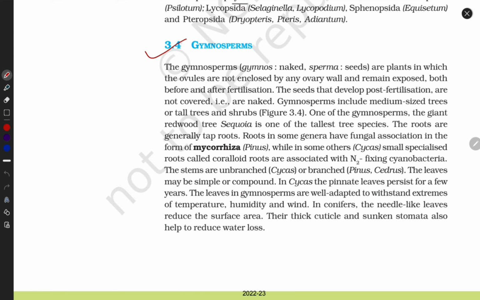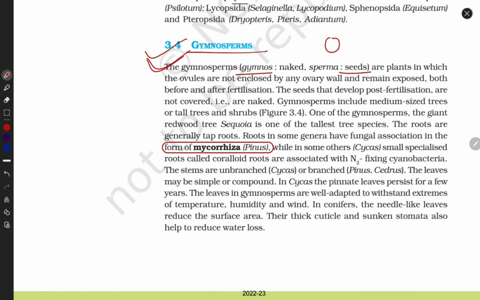Let's start with gymnosperm. What is the meaning of gymnosperm? Gymno means naked and sperma means seed. It means their seeds are not enclosed within any wall. Alright. Now the gymnosperm's roots have some special features.